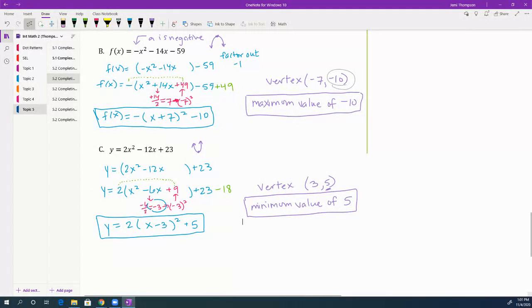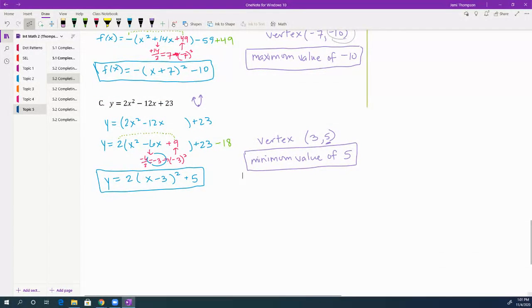Right, wonderful. I hope that went okay for you. Feel free to watch any parts of it again that may have given you a little trouble. And that is completing the square for some of the more reasonable, simpler problems. So that's about the extent of what we'll get into in this lesson. Thank you.